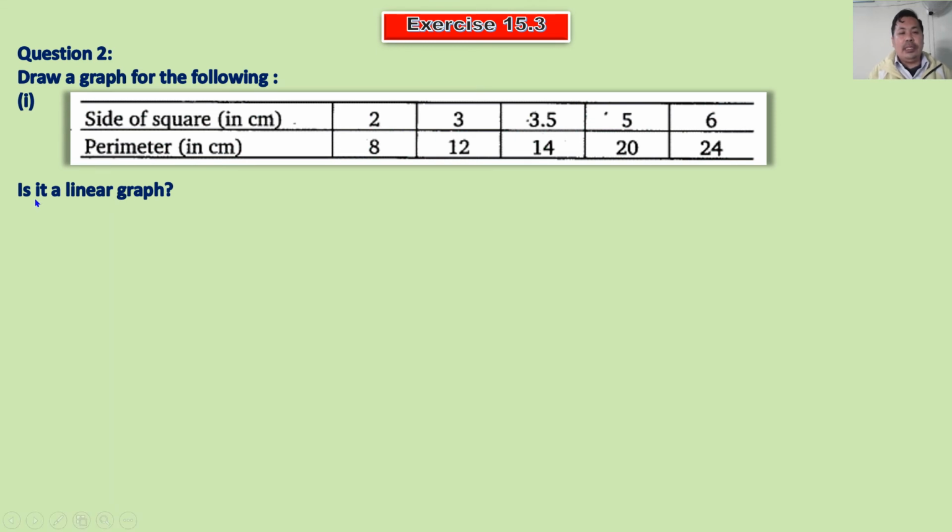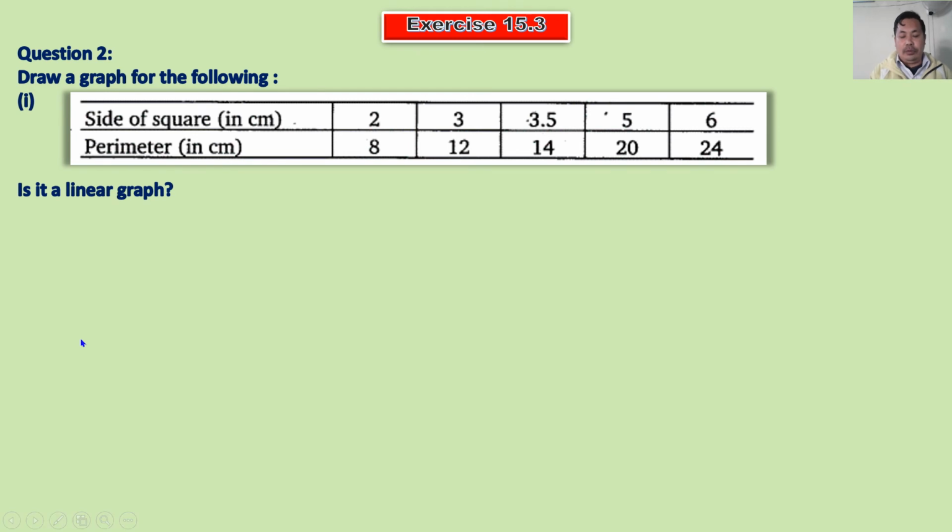The question is, is it a linear graph? We'll draw the graph. We'll plot these points on the graph, and we'll draw a line passing through all the points, all these coordinates, and we'll find out whether the graph is linear or not. Linear graph means you know that it is a line, isn't it? So let us see whether it is a line or not.